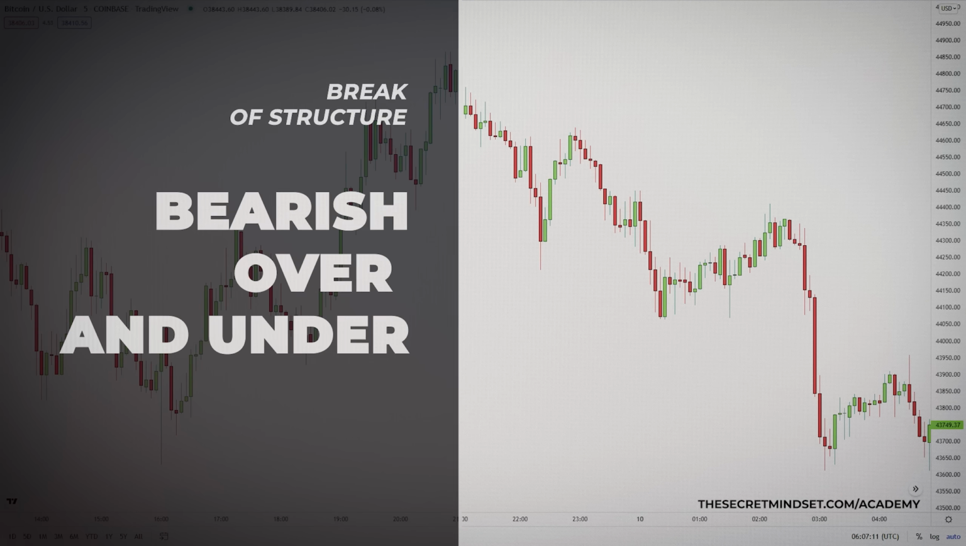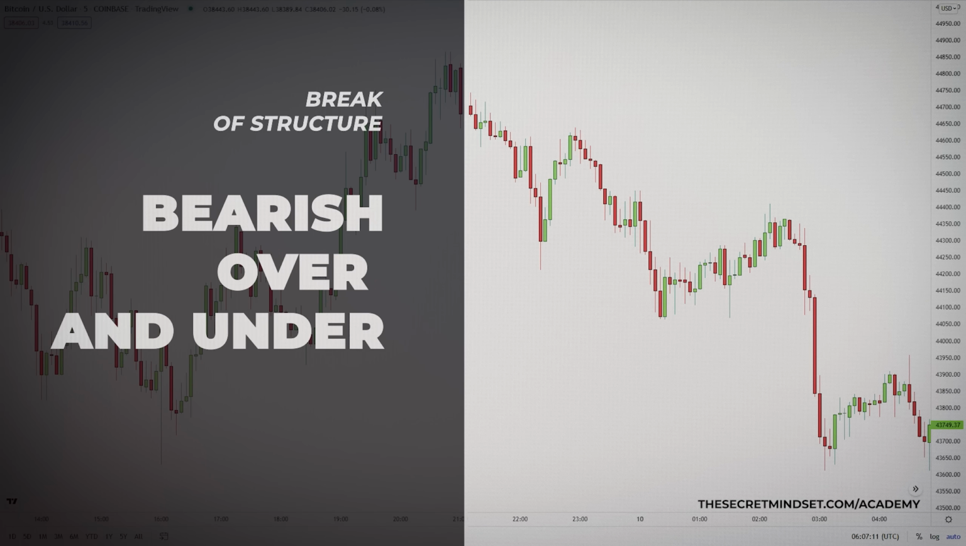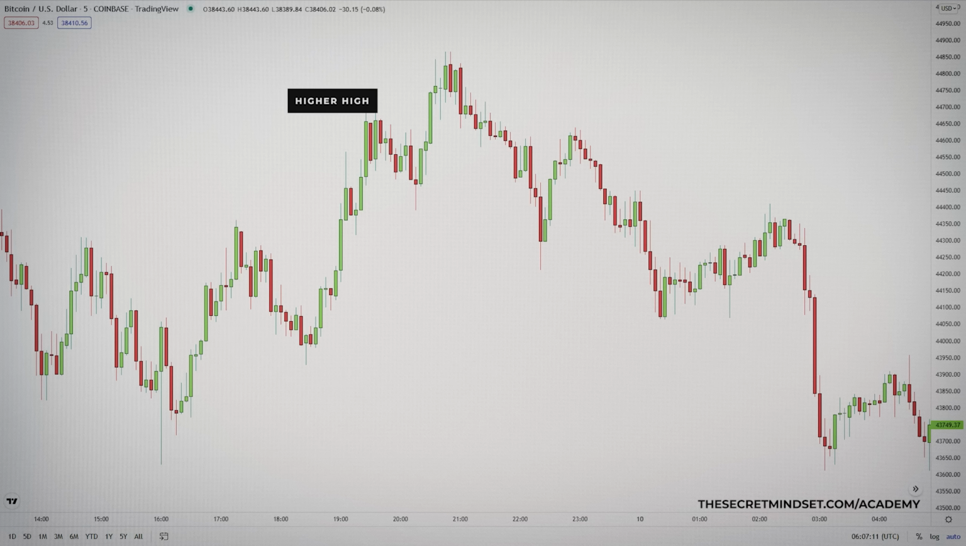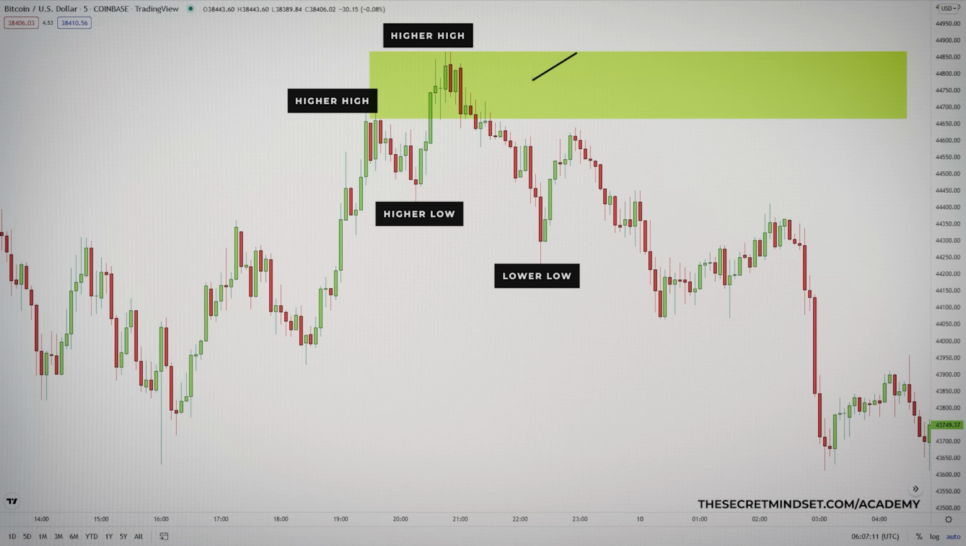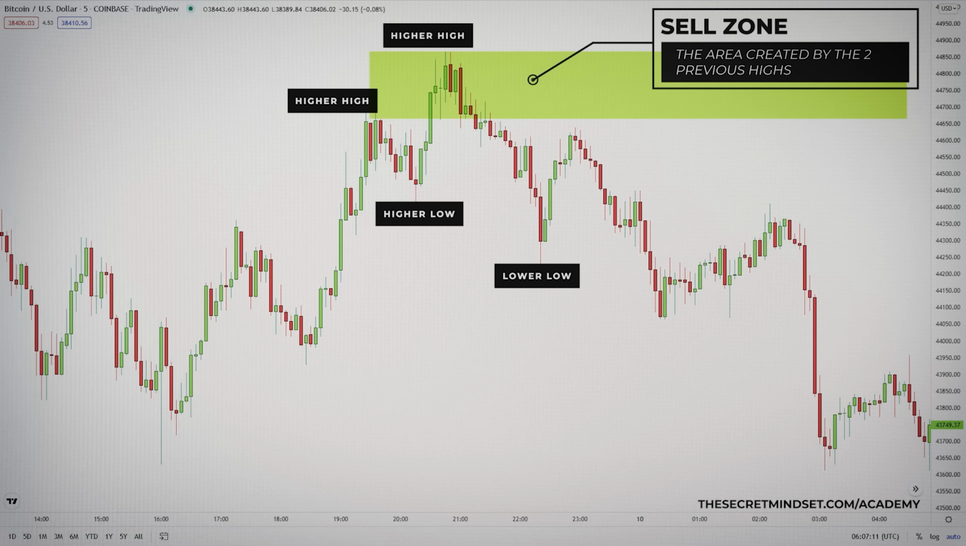For a bearish over and under pattern after a previous uptrend, price creates a higher high. Price then creates a lower high. Price breaches the previous high and creates a new higher high. Then price breaks the previous low as well and forms a lower low. When price returns to the zone created by the two previous highs, you look to enter into a short position.